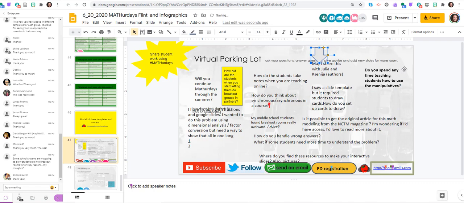Someone said, may I share this with the authors? Absolutely. I'm hoping to get this out to the authors. If you'd let me know who that is and you feel like connecting me with them, I would love to be able to be in that conversation also.